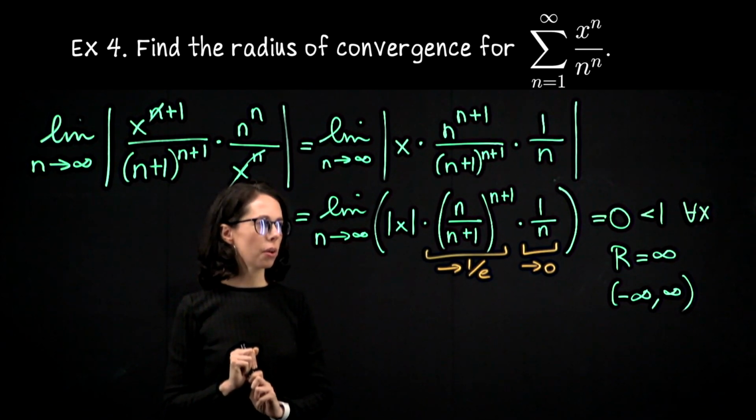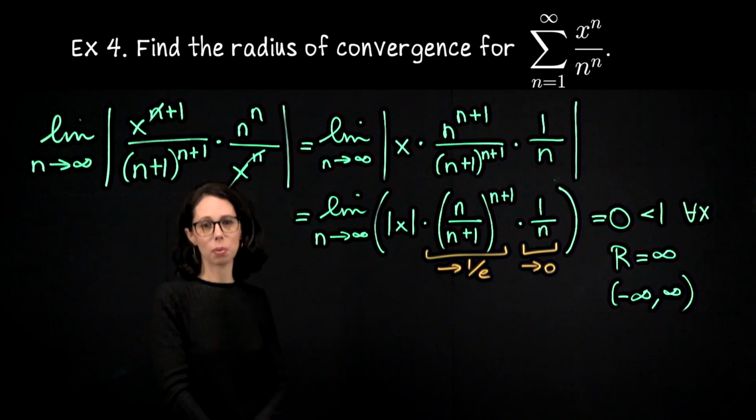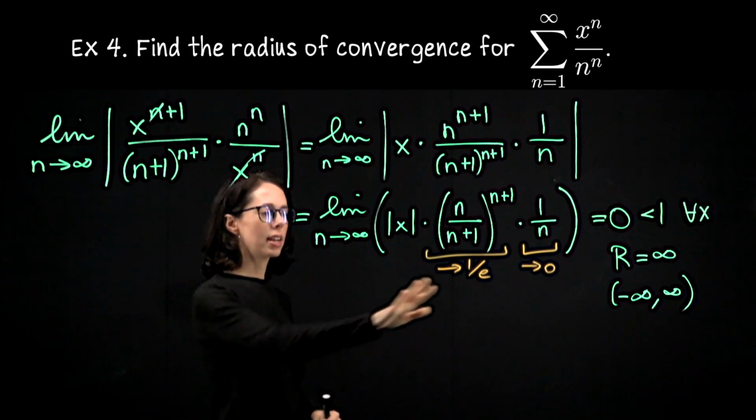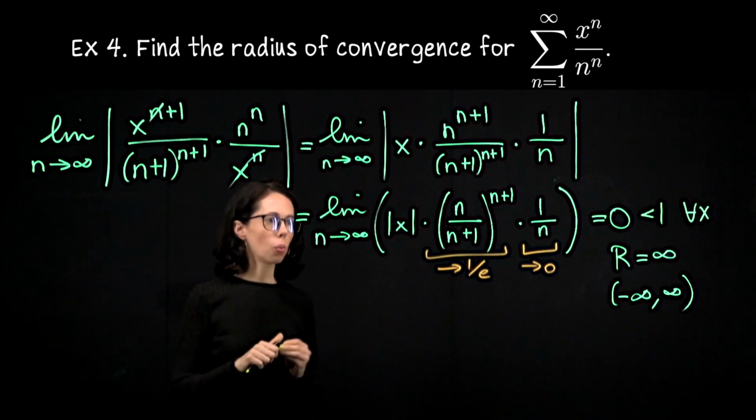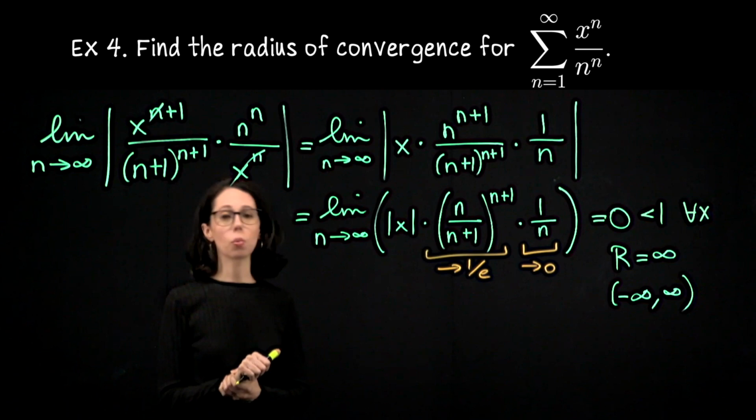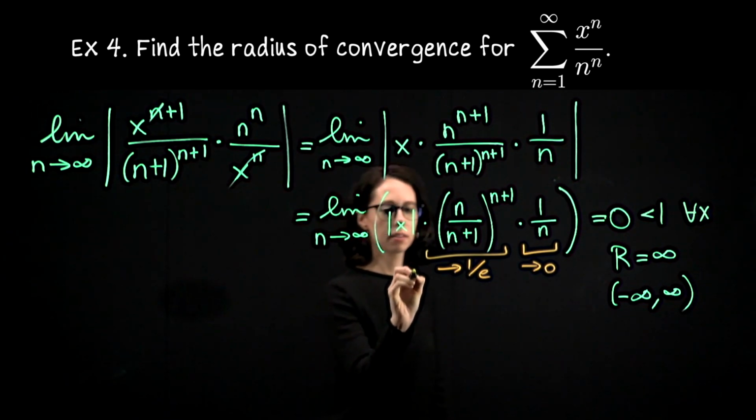And then also, just because this was a little bit advanced, I also want to mention another way to do this problem that you might like a little bit better if you're not certain how to tackle this middle component here. So why do I say that (n over n plus 1) raised to the n plus 1 goes to 1 over e as n goes to infinity?